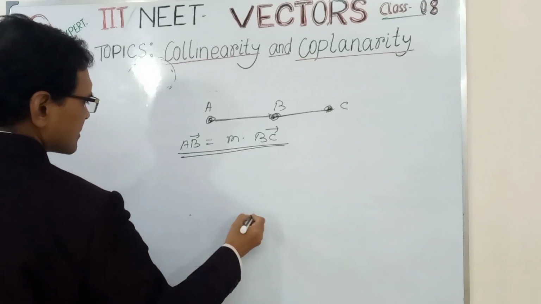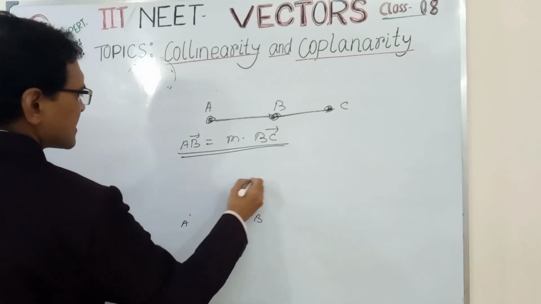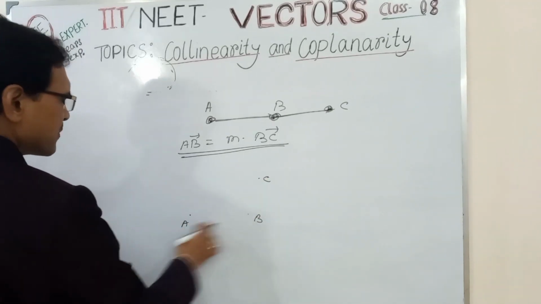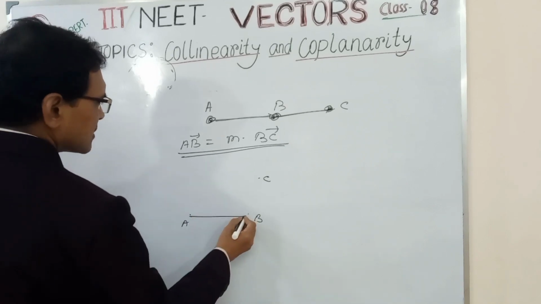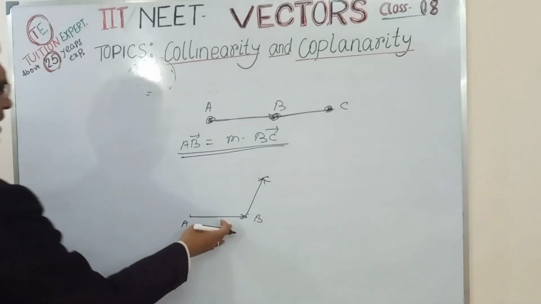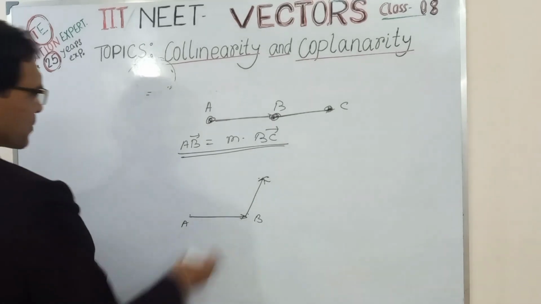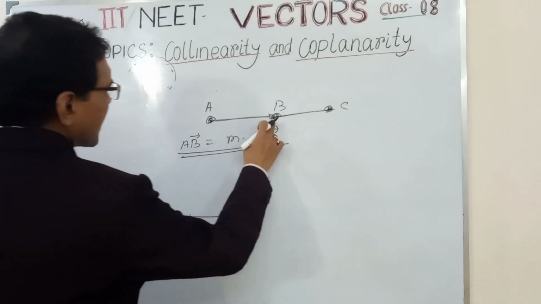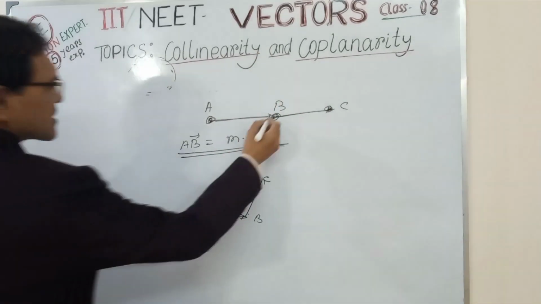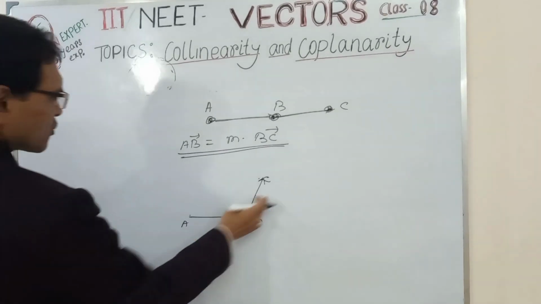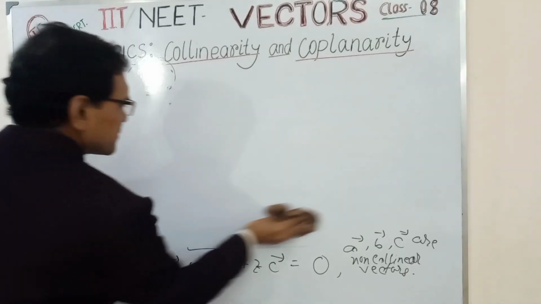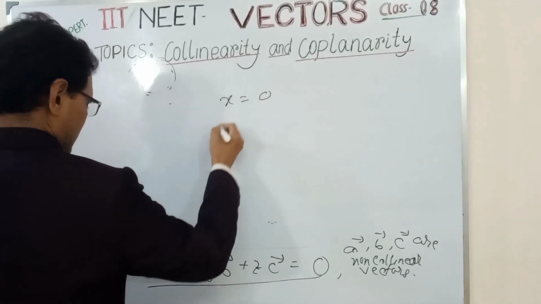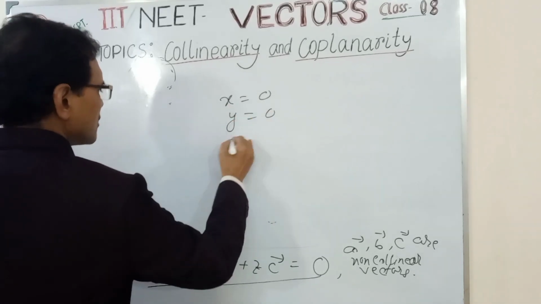Suppose 3 points A, B are along the same line and C is another point, they don't lie on the same line, so we cannot say collinear. So here AB and BC are not collinear because they are not parallel. So for 3 points, if they are collinear, then they must lie on the same line. These are not collinear because these are not parallel. For this case, we must have x equal to 0, y equal to 0, and z equal to 0.